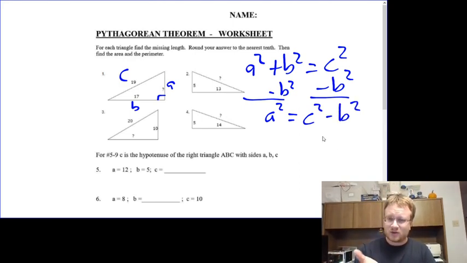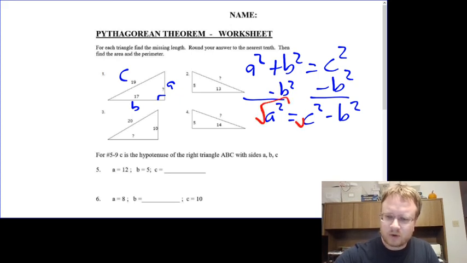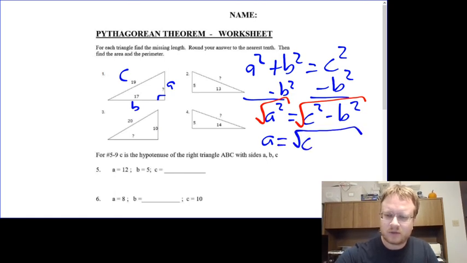The other thing I need to do to get the A by itself. So right now there's only one letter on this side, that's good, but it's being squared. I need to do the reverse of squaring, which is square root. So I'm going to switch my color just so we know it's something we're adding on. I'm going to take the square root of each side of my equation. And that's going to give me, squared and square root are the opposite, they cancel out, so I'm left with A equals square root of C squared minus B squared.